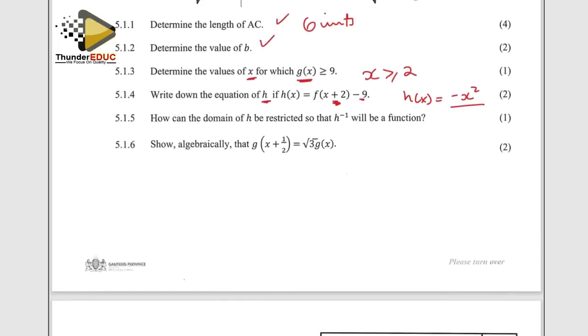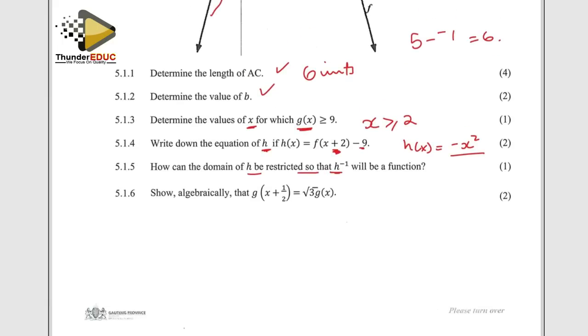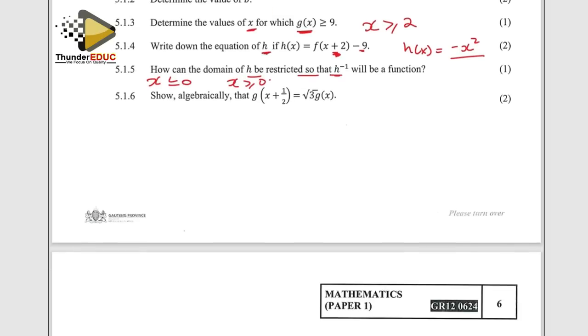Okay, that is done. Then how can the domain of h be restricted so that the inverse is also a function? So whenever we are doing restrictions, we always prefer to use the less or the greater. So that's the only restriction that can be done. Then can we show algebraically that g of x blah blah blah can be done?